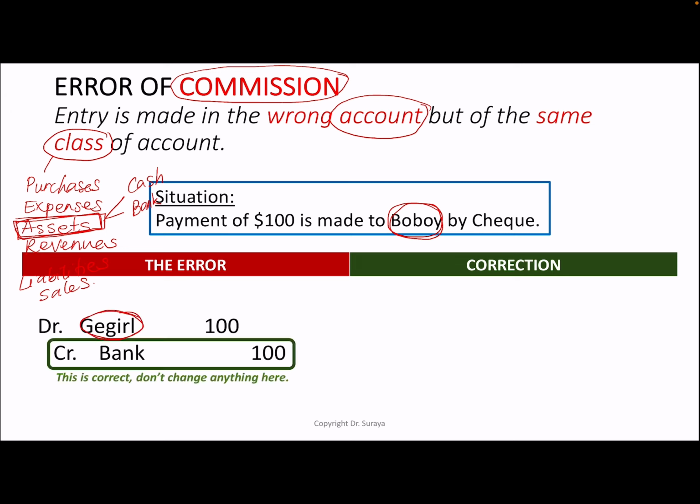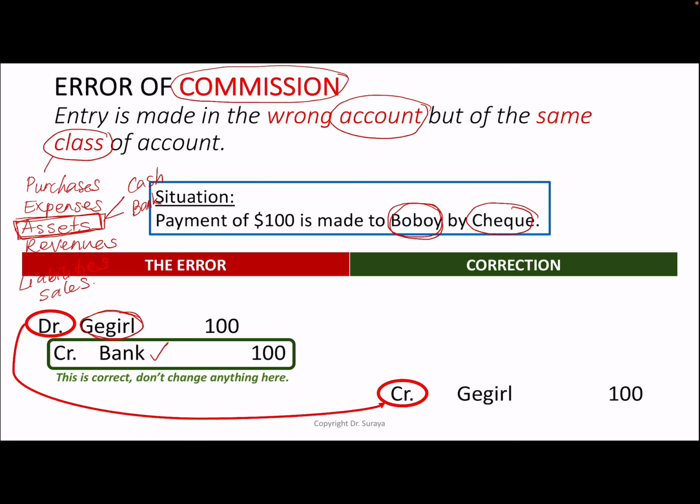So what you should do now is, do not change anything that is correct. So the payment was made by check, which means the bank is correct. So you do not change anything, leave it there, do not touch it. What you have to touch is the error where it's supposed to be Boboy, which you have recorded as Gurgle. So it is a debit. First step, you have to remove the Gurgle. So debit, remove it, becomes credit.